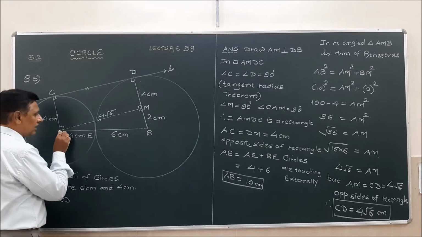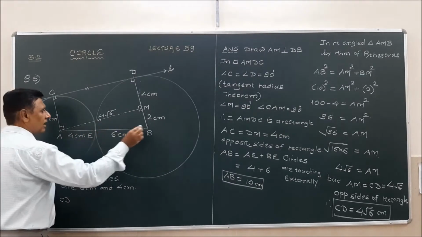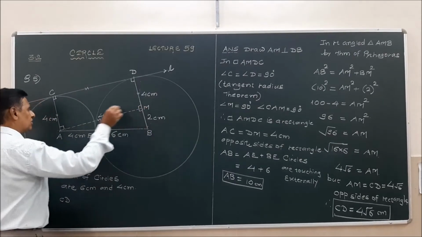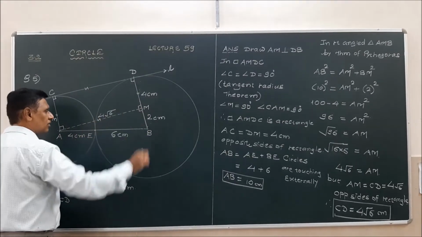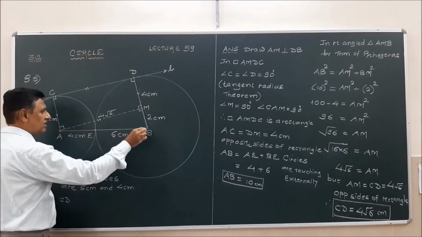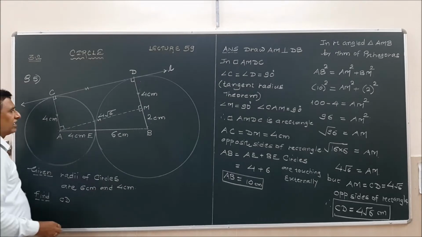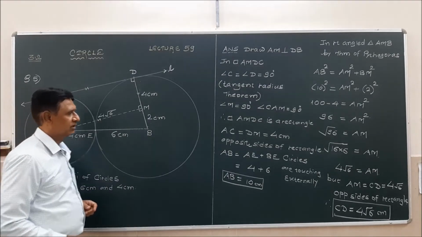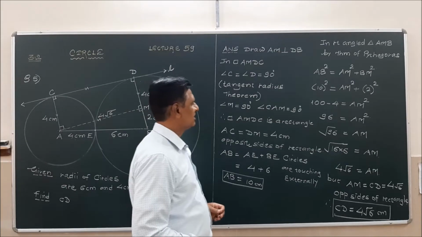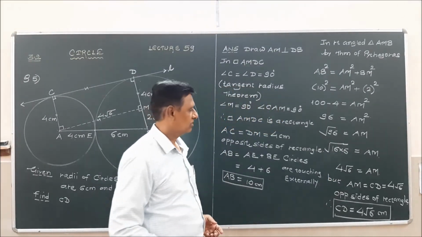So triangle AMB is a right angle triangle. AB square is equal to BM square plus AM square. 6 plus 4, that is 10, square is 100. 100 minus 4 is 96. Now we find root of 96. Root of 96 is root 16 times 6, that is 4 root 6. AM is equal to 4 root 6.